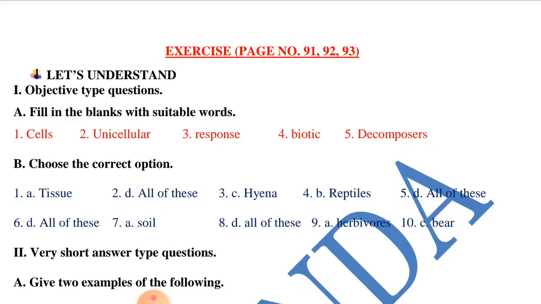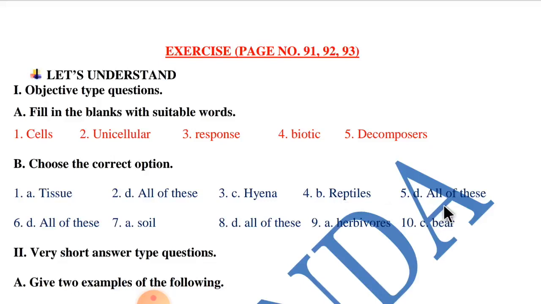Next, which of these animals feeds on dead bodies of other animals? Correct option is C, hyena. Next, which of these are cold-blooded animals? B, reptiles. Reptiles are cold-blooded animals.